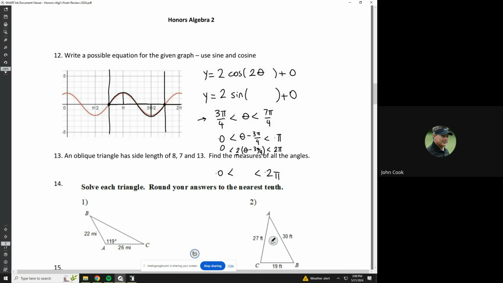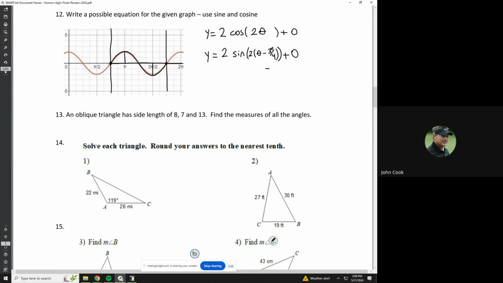So that means that this is going to be our inside part of the sine function: 2 parentheses theta minus 3 pi over 4. And that should do it. And you can graph it out to show that it's the same exact graph if you want. It will be. All right, there we go. Let me clear off a little space because I might need that for the next one.